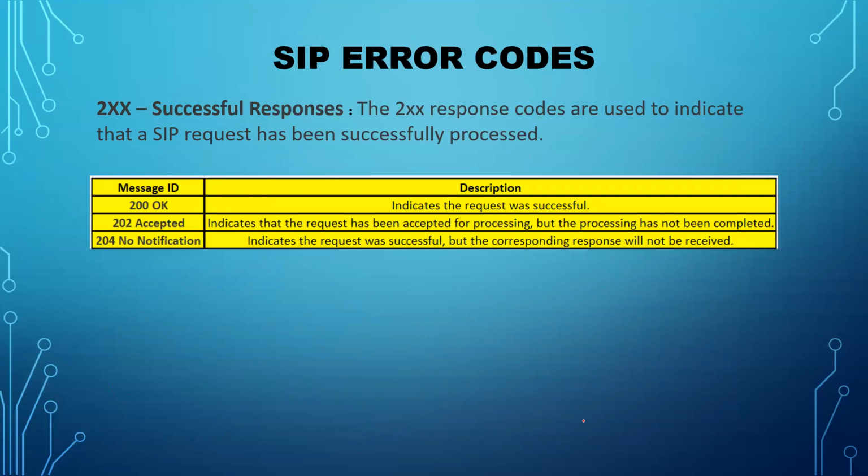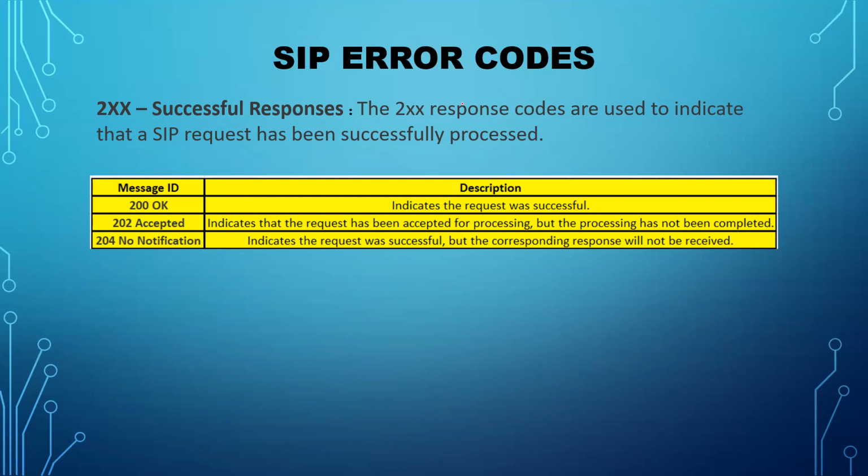So let me go to the next slide, that is 2xx Successful Responses. There is not much in the 2xx, that's why I have written only these three. There are many 2xx codes as well, but if you want to check all the messages one by one, then you can go to the RFC and check, because there are so many messages, right?